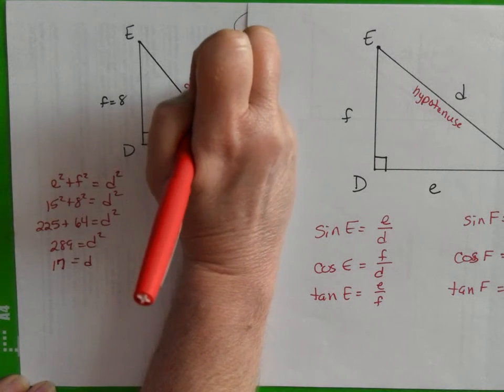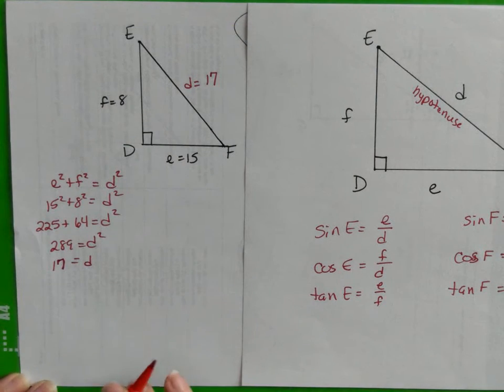Now, 17 is an exact number, and that's a good thing, because when it's an exact number, we can continue to use it. If it doesn't come out to an exact number, if we round to it, we cannot use it again. We have to stop using it unless we have no other choice. All right, so what do we want to find next?